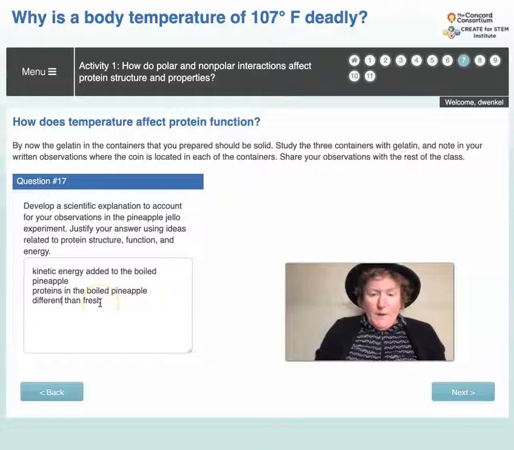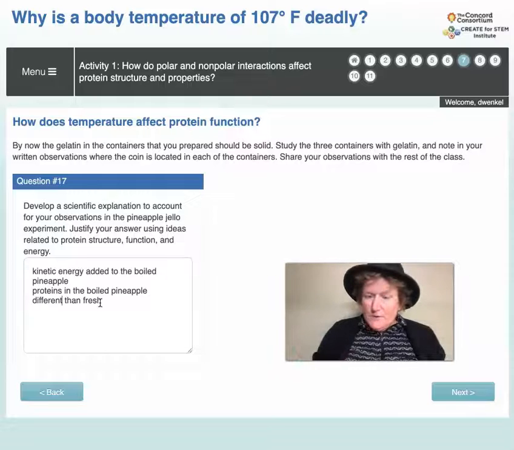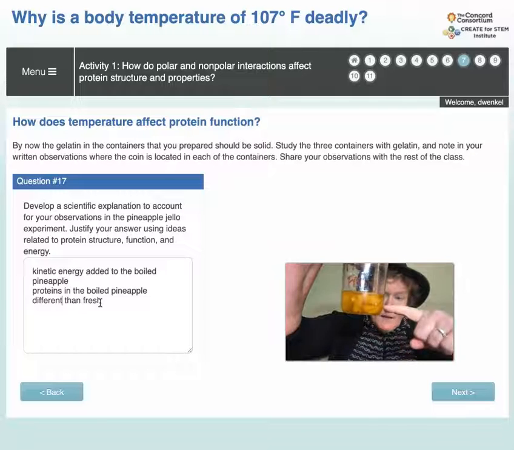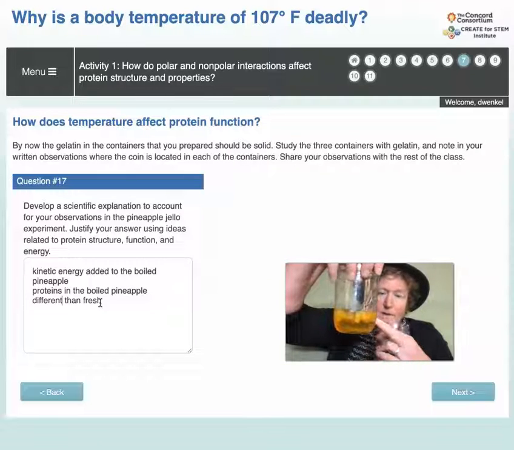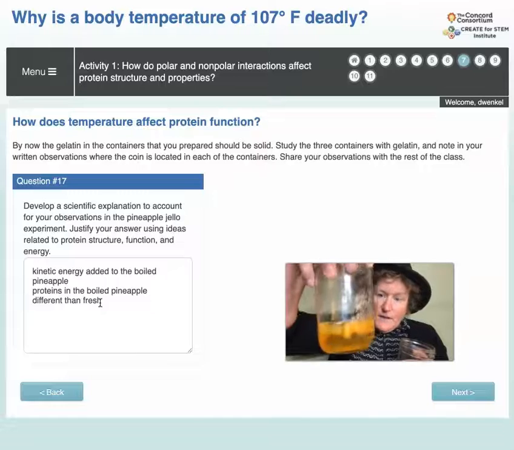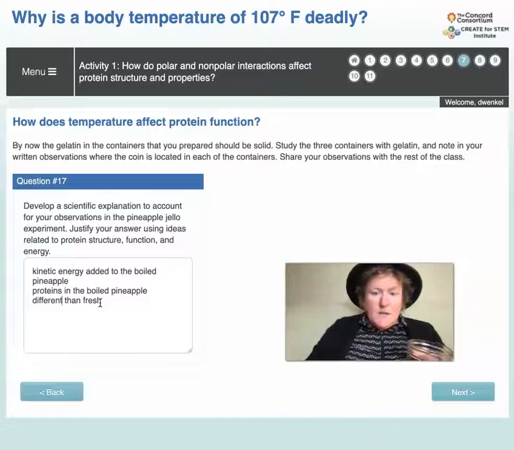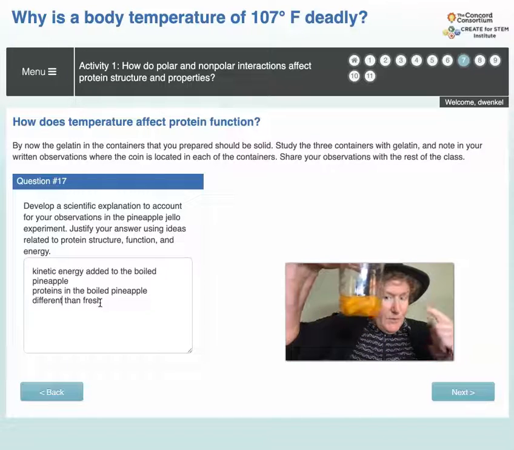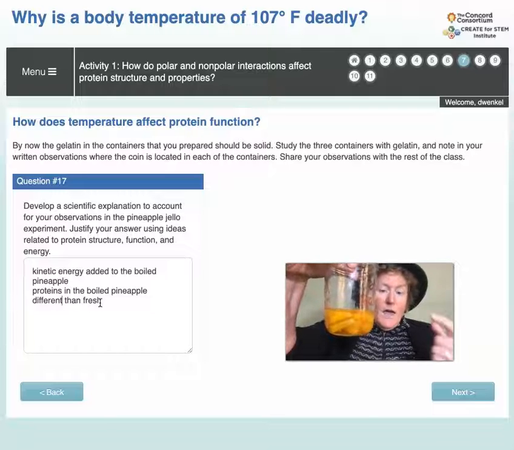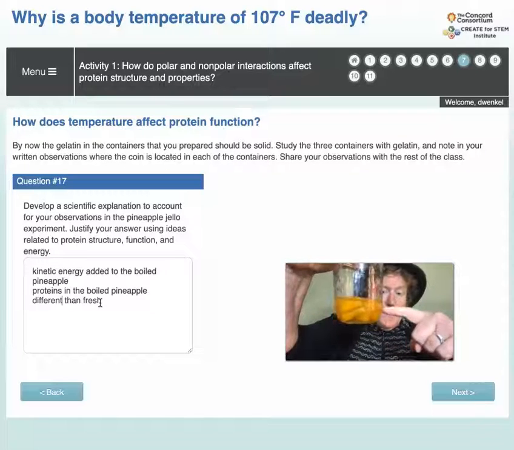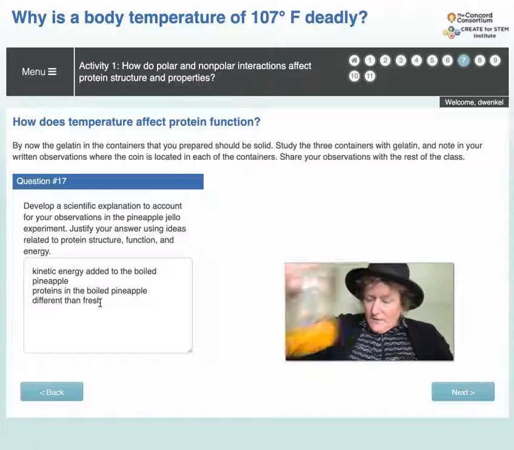The boiled pineapple had a lot of extra kinetic energy added to it that may have affected those protein structures. If there are enzymes in this pineapple, they were not affected by the heat like they are in the boiled pineapple that was heated and makes the Jello solid. The fresh pineapple that wasn't heated doesn't have extra kinetic energy added to the protein structure. That did not allow the Jello to solidify.